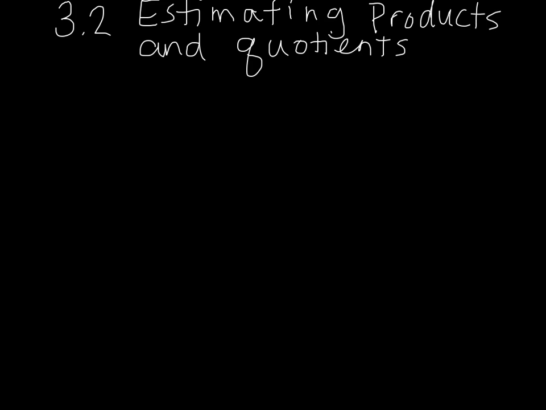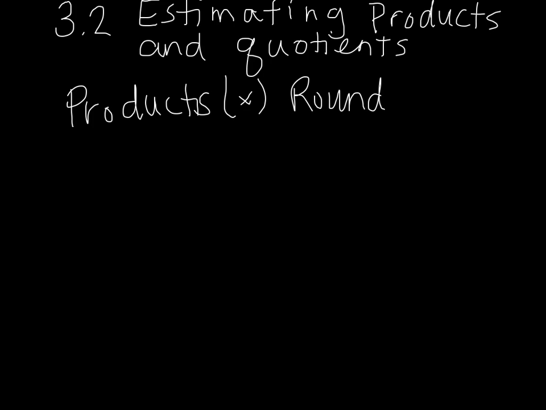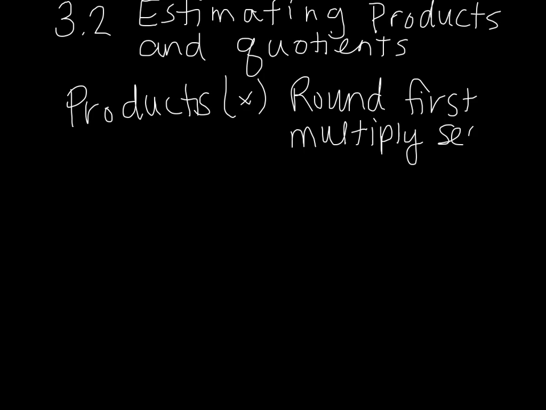All right, so when we are estimating products or multiplication, we are first going to round. Then we are going to multiply second. Now this is important because if you multiply them first and then you round, you will get a different answer as to if you round first, then multiply. So let's try a few examples.